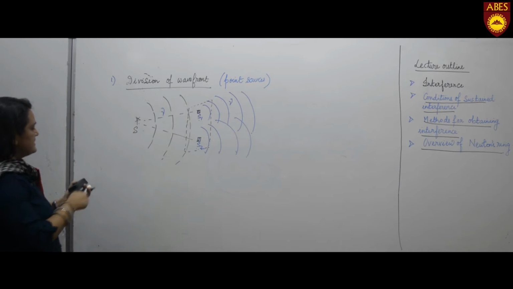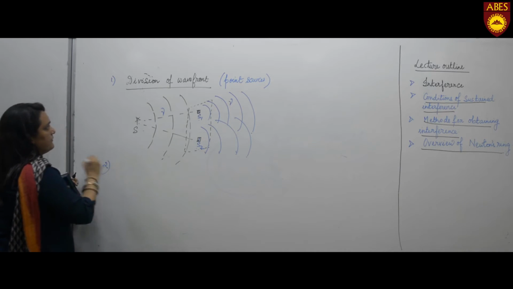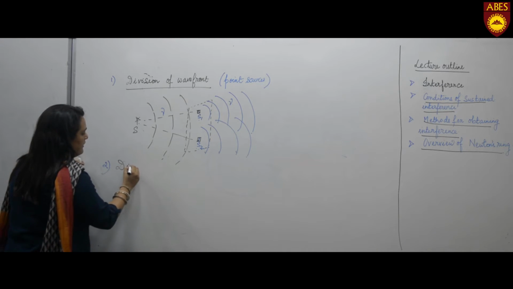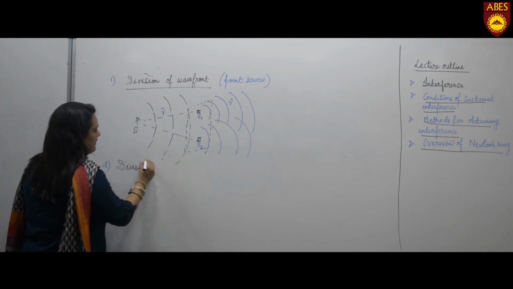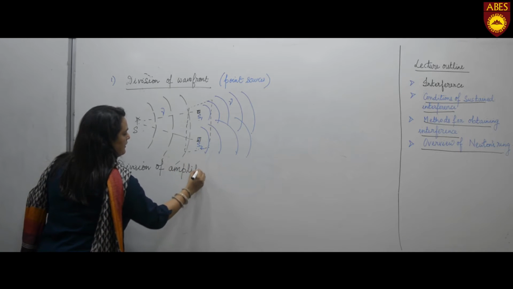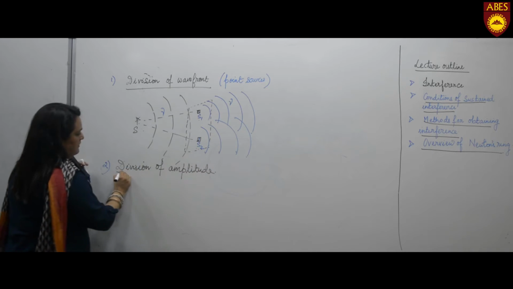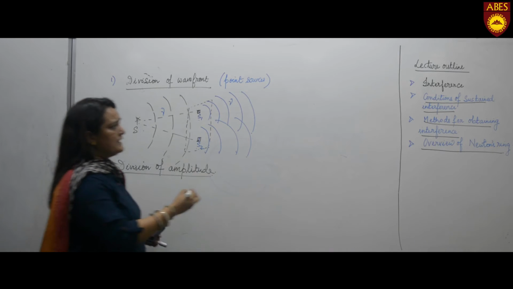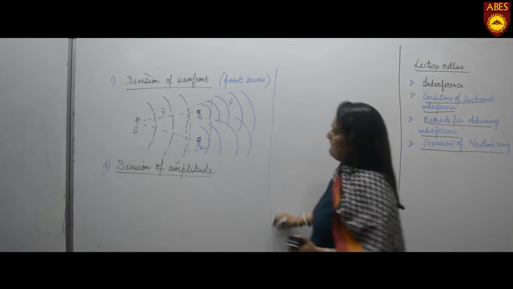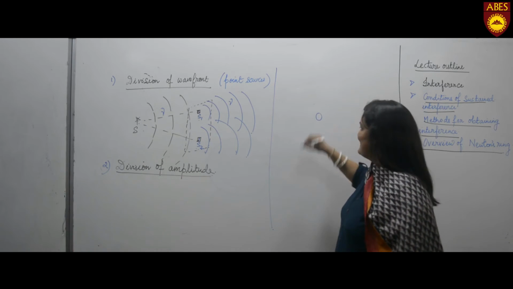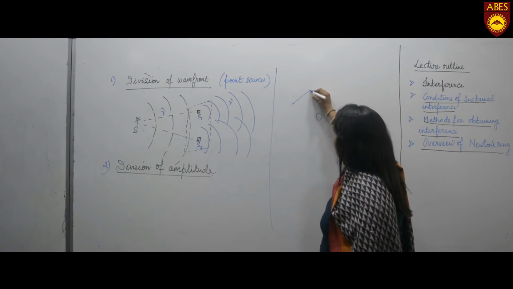Now the second method is obviously division of amplitude. Now in division of amplitude, what we do, suppose we have an arrangement like this. I have a source, and obviously this is an extended source. I have one mirror.